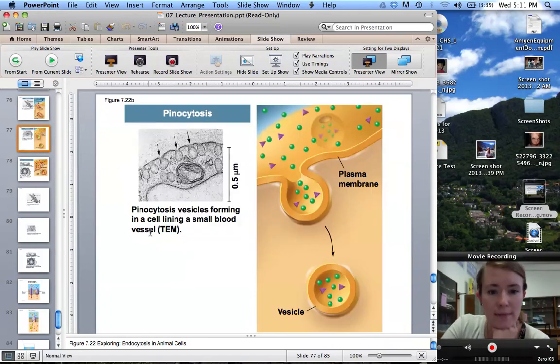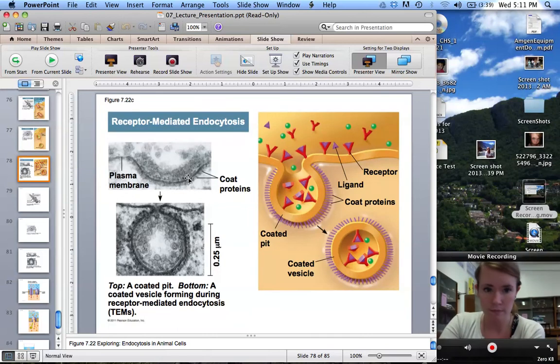This is an example. This is a photo of pinocytosis. So this is the cell. This is probably a large vacuole is what it looks like. And then all those little inserts is the cell forming vesicles from the plasma membrane.